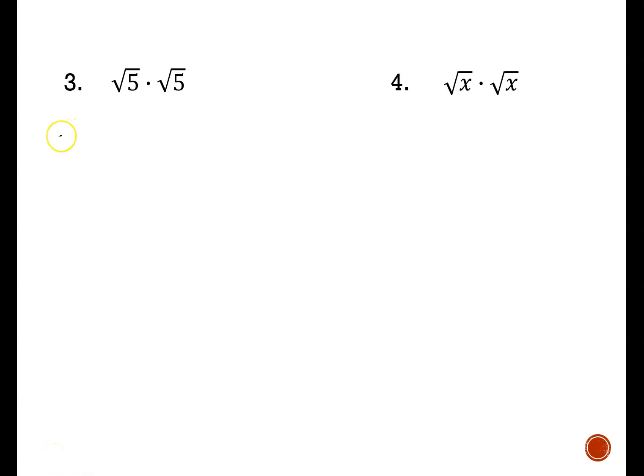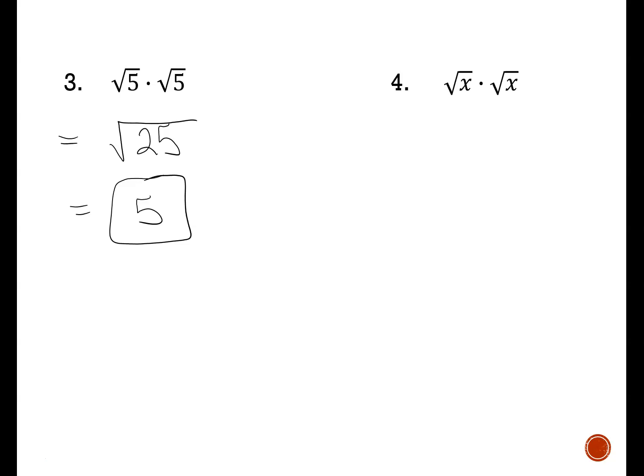Number 3, very similar to number 2. Square roots, we multiply the 5s. We have a perfect square, so we're going to go ahead and square root, and the radical comes off.